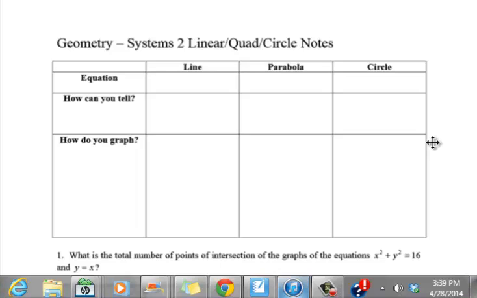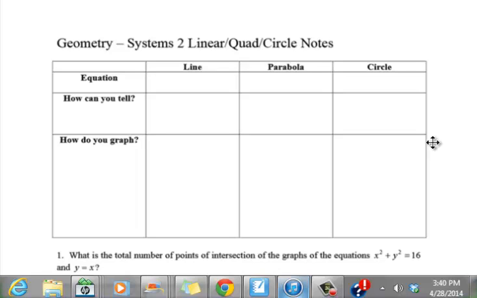and going here today. We're looking at Systems 2 and linear quadratic circle notes, and we started with the first one looking at how you graph circles, and we're going to now add a few more into it here. We have lines, parabolas, and circles.